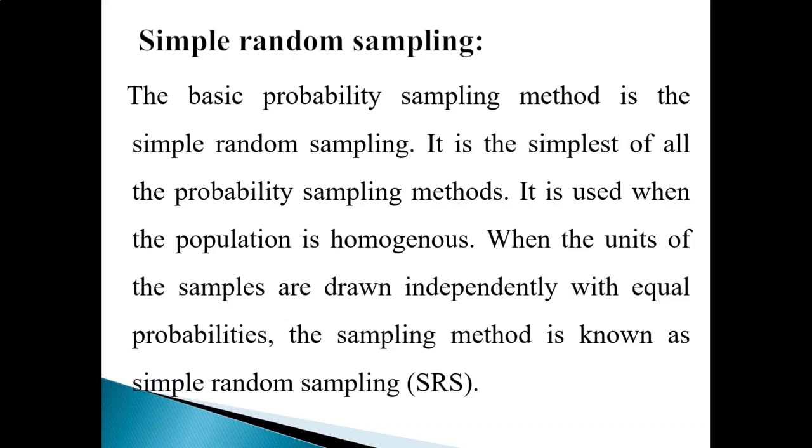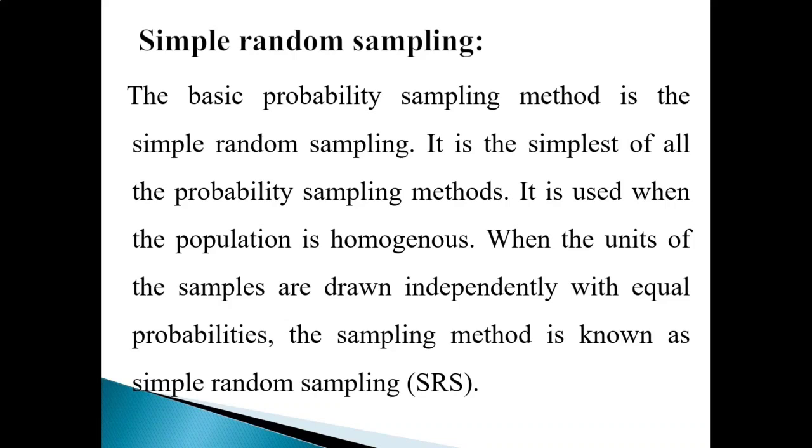But if I add some old people to this particular population, then it will be a heterogeneous population, because old people or middle-aged people will have different ages. So the population which is homogeneous with particular characteristics will be considered for this simple random sampling method.